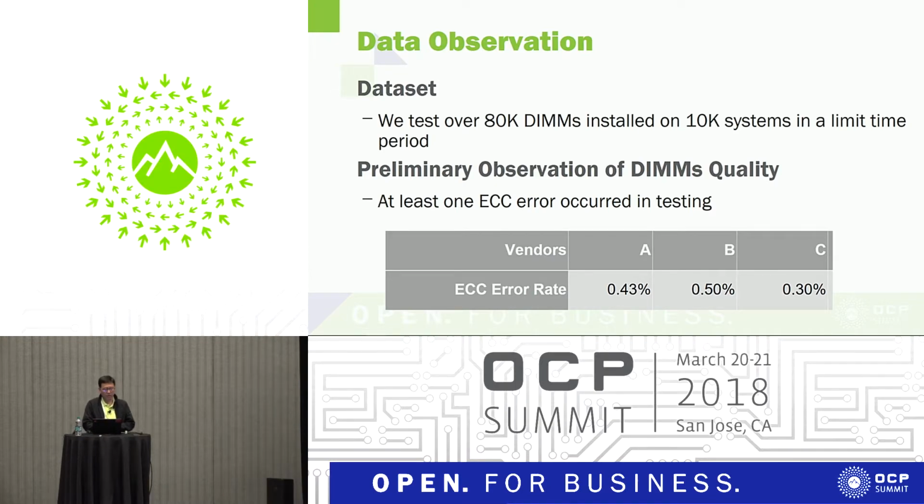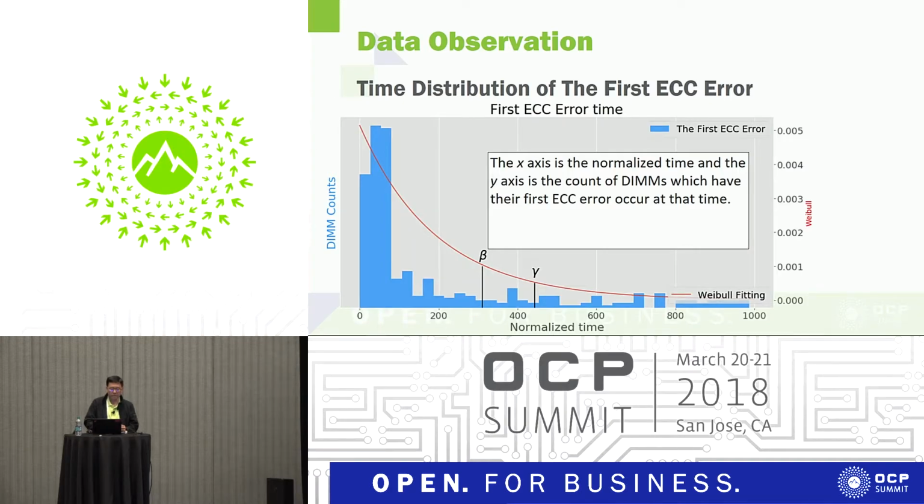the DIMM quality: about at least one ECC error occurs in the testing. You will see there's around 0.5%. That means at least around 50 modules in 1,000 DIMMs will have at least one ECC error occurred. So you can see the data observation.